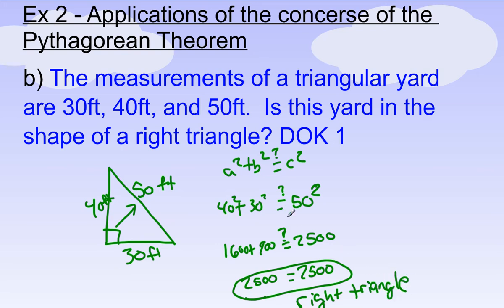It's only going to be a right triangle if the a squared plus b squared equals c squared, because that's what the Pythagorean theorem says. And the Pythagorean theorem only works for right triangles. If you're doing the problem and you find the hypotenuse, this c value, if the hypotenuse is too small, it's an acute triangle. If it's too big, it's an obtuse triangle.